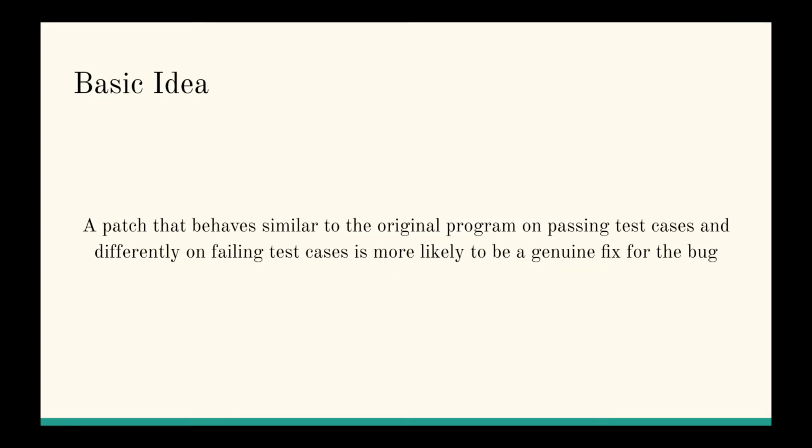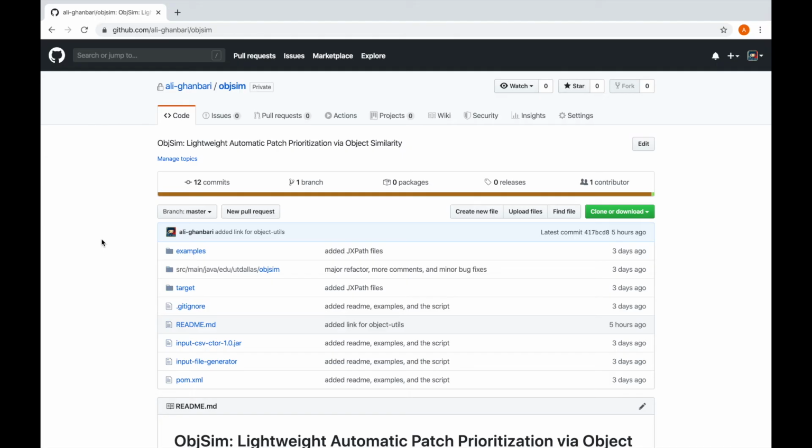ObjSim can be seen as a proof of concept implementation for the hypothesis that a patch that behaves similar to the original program on passing test cases and differently on failing test cases is more likely to be a genuine fix for the bug. This video shows how to obtain and install ObjSim. It also shows how you can apply the tool on an example buggy Maven-based Java program.